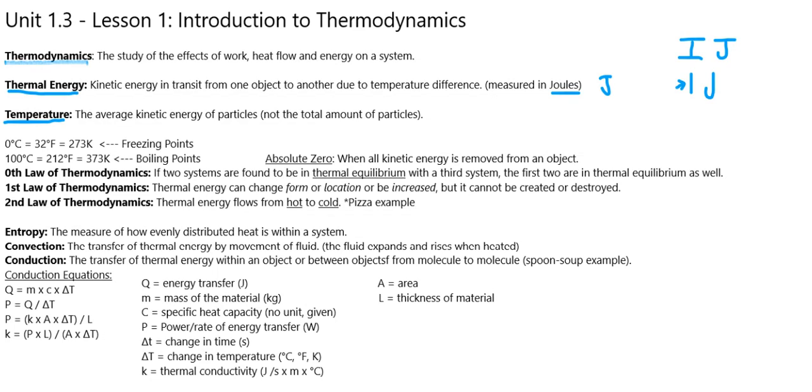And first, we have the freezing points and the boiling points. So the freezing point of Celsius is 0 degrees Celsius. Then 32 degrees Fahrenheit and 270 degrees Kelvin. That's what the K is.